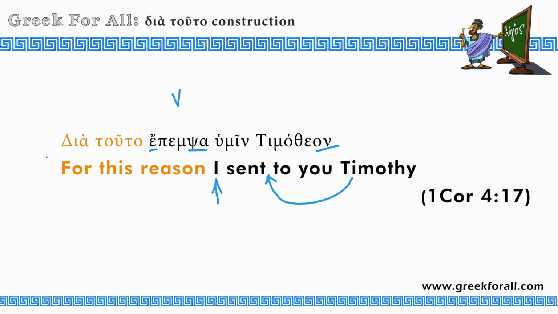So a very good, very simple example. We have our construction in the beginning of the sentence. So something was said before this verse, before the verse 17, and it describes the reason. And then here Paul simply states, for this reason, for that reason which was already discussed, I sent to you Timothy.